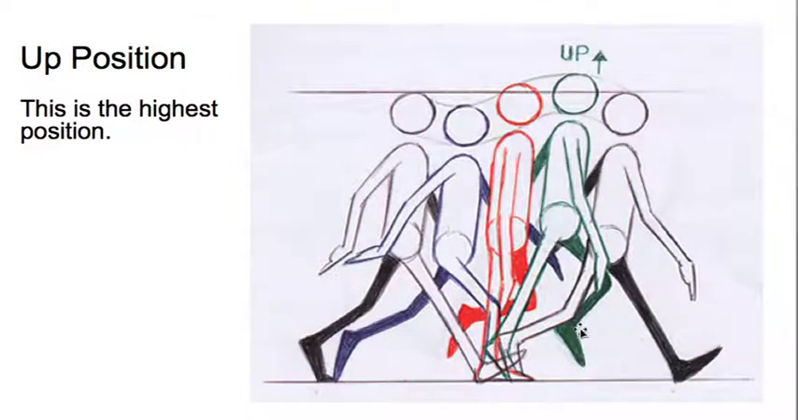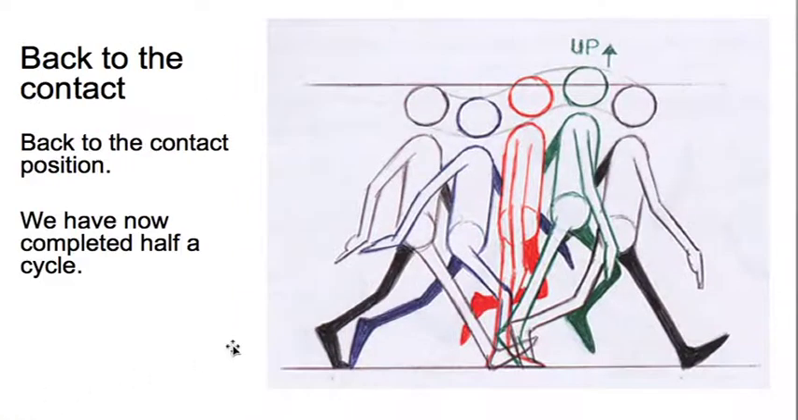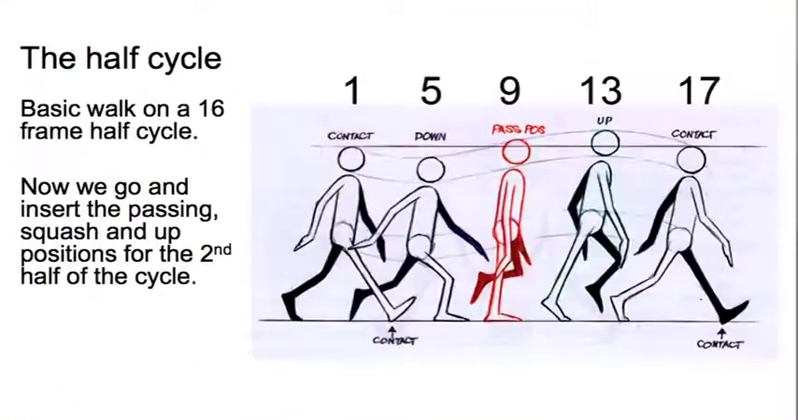That's another reason for doing a slightly slower walk. So this is basically half a cycle in the walk. And there's the timing on it. 1, 5, 9, 13, 17. If you follow this formula, you should be successful.